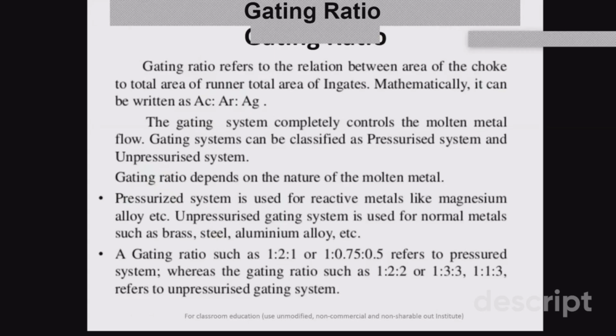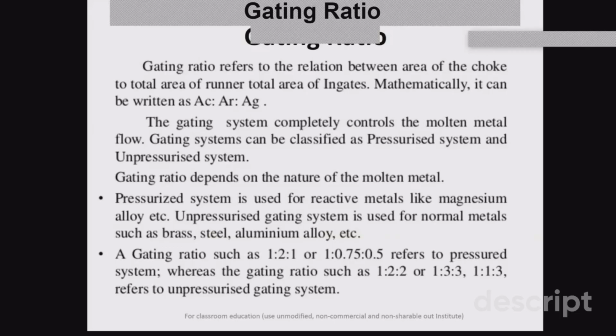And then after that, the last topic of this unit is the gating ratio. The gating ratio is a very important term, and it basically controls the flow of molten material. It refers to the relationship between the area of the choke, the total area of the runner, and the total area of the ingates. Mathematically, it can be written as AC : AR : AG, where AC is the choke area, AR is the runner area, and AG is the gate area.